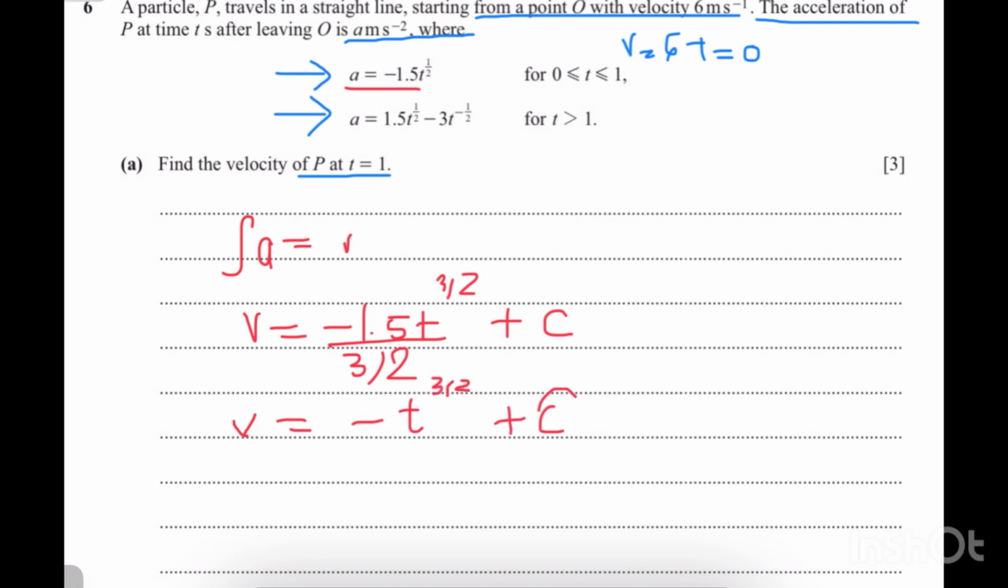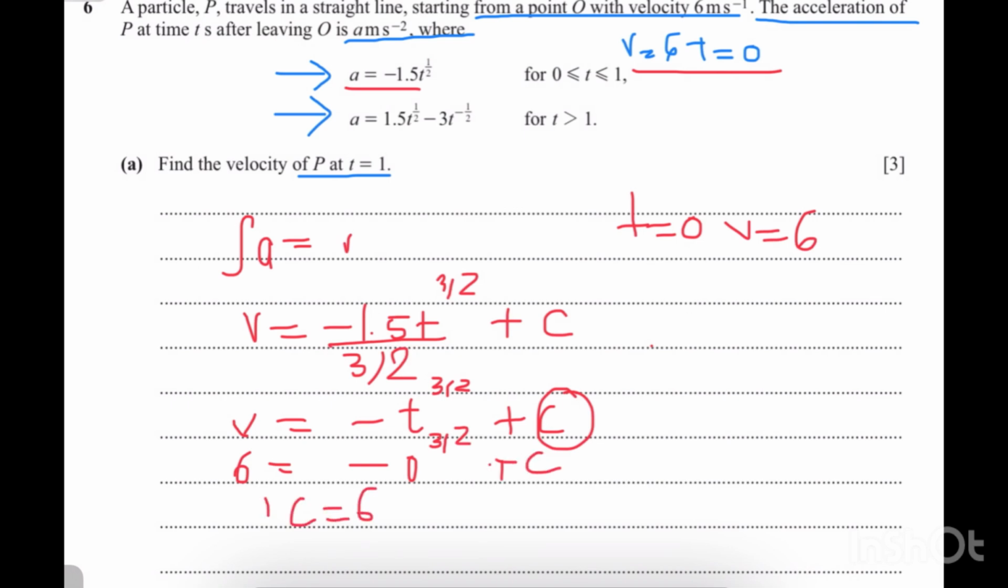Now in order to find the c, we're given this information over here. So when t equals 0, velocity is 6. So for v, we can write 6, and t is 0. 0 raised to power anything is 0. That means that c equals 6. That makes the final equation for velocity equal to minus t raised to power 3 by 2 plus 6.